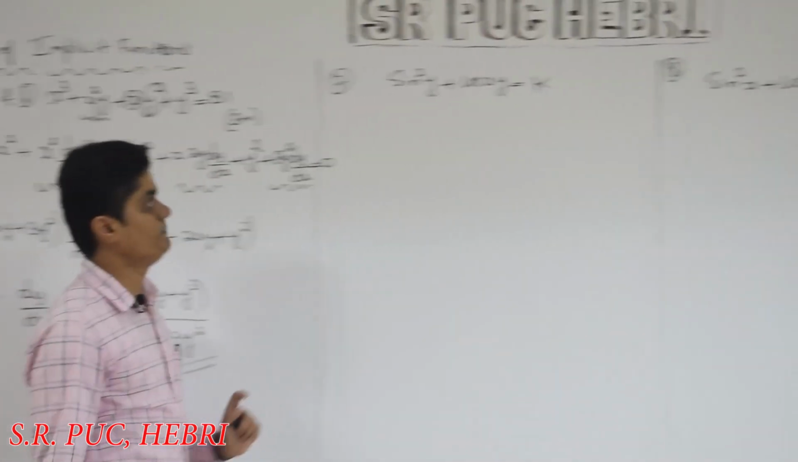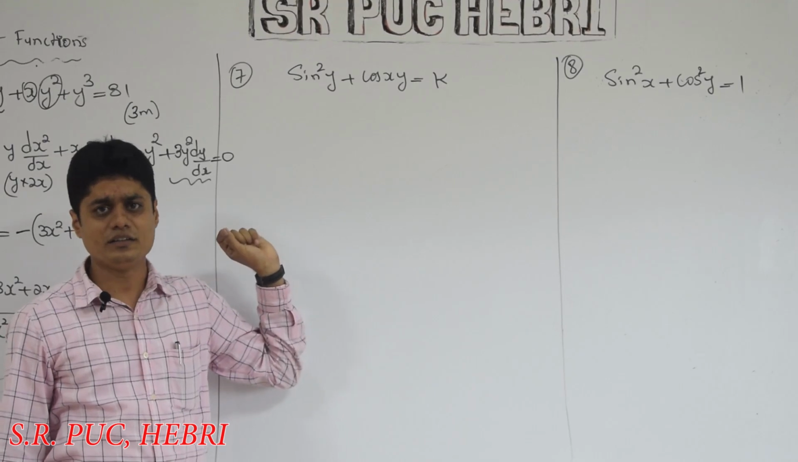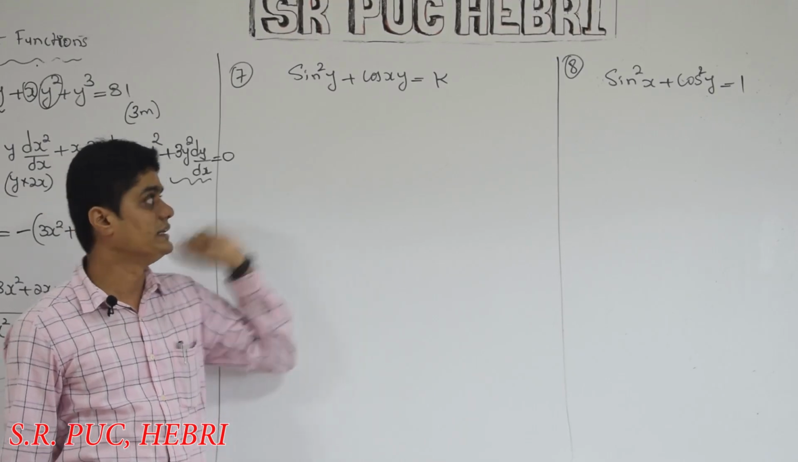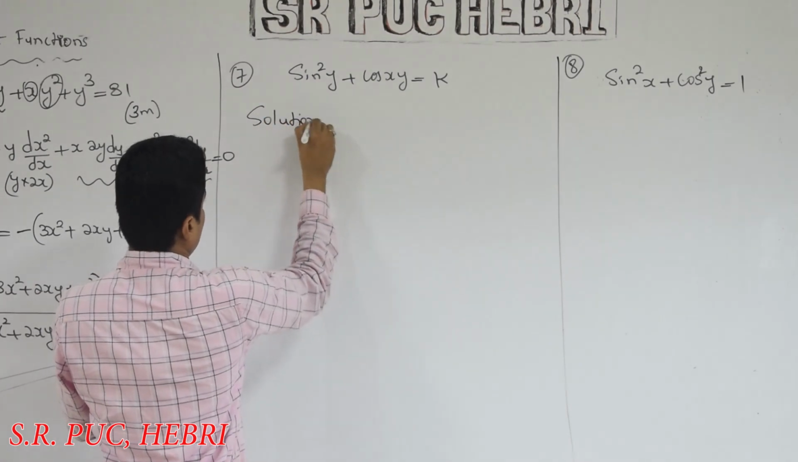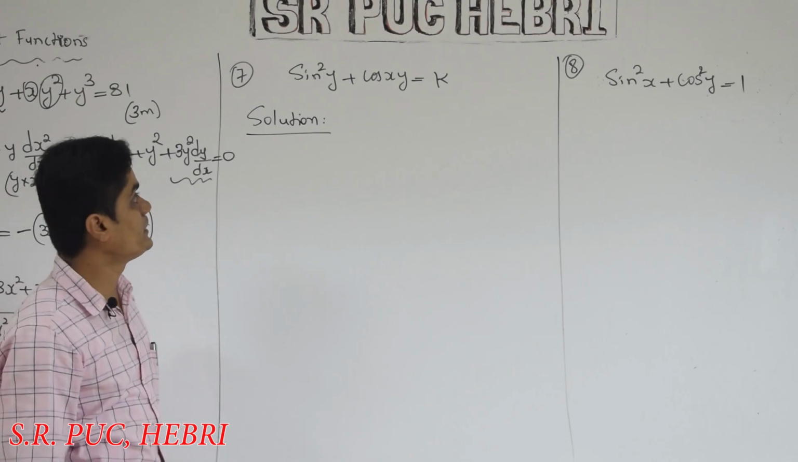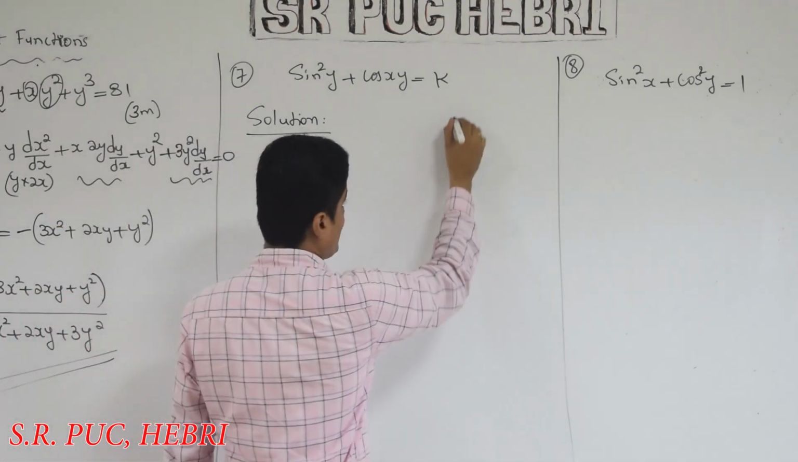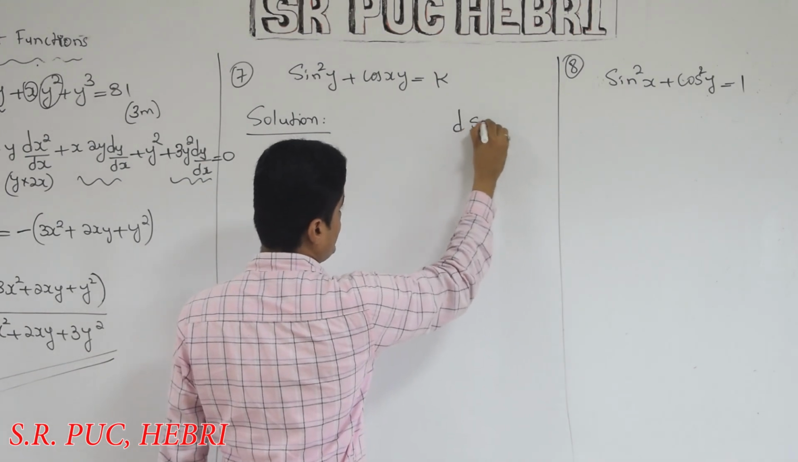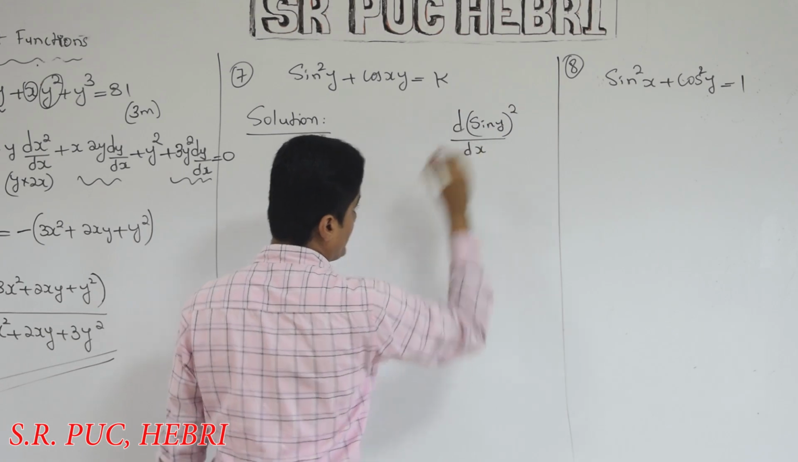Okay. The next one. So this may be difficult compared to the previous problem. Listen. Solution is as follows. Observe carefully. What is the differentiation of sine square y? See, the chain rule will come here. This you can write as (sine y) whole square. So the chain rule is required.